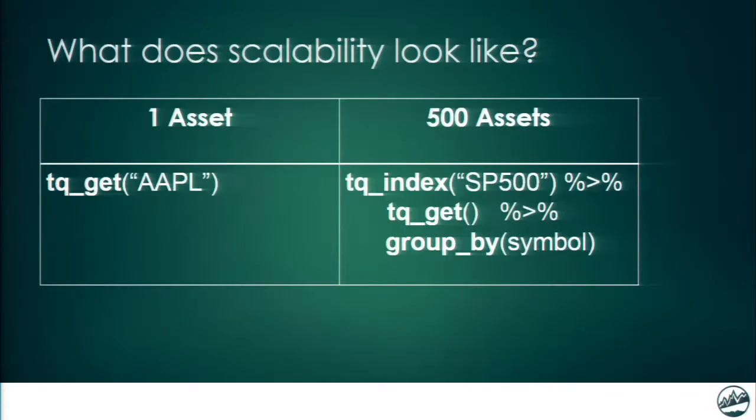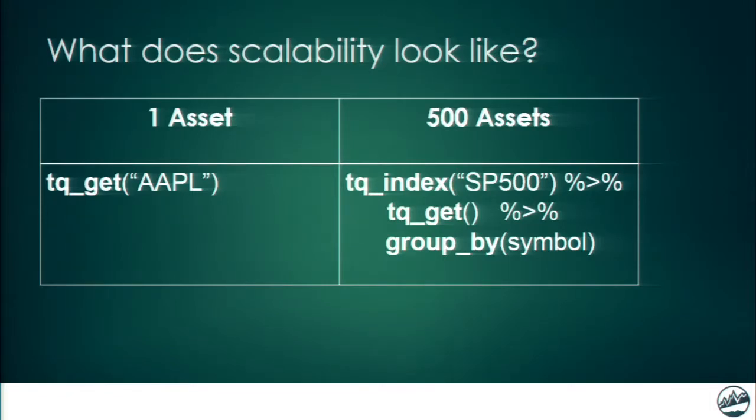Okay, so the key benefit of TidyQuant is scalability. Going from 1 asset to 500 assets is not that much different. So we've got just 1 asset. We'll take the stock ticker Apple, just put it into tq_get, and out comes your 10 years of stock data, very similar to QuantMod getSymbols. Going to 500 assets is where you get your advantage.